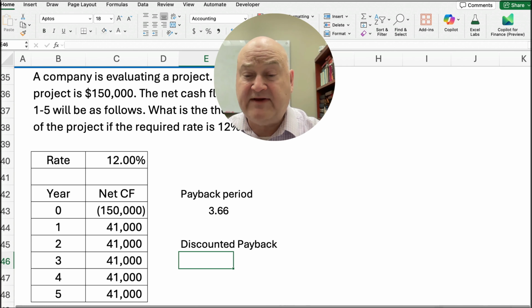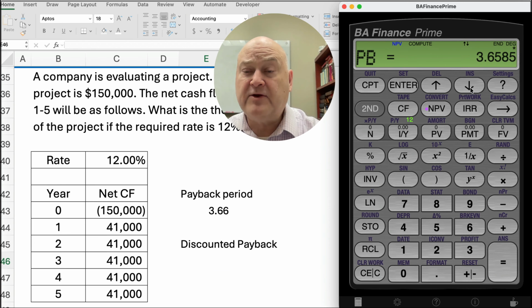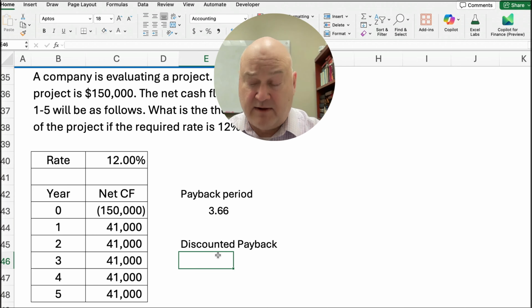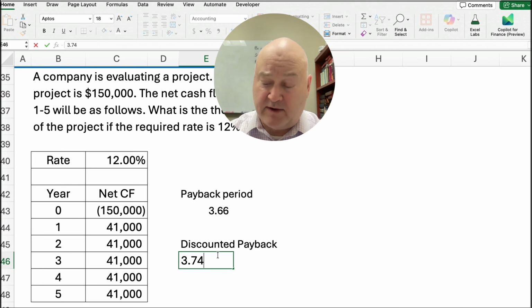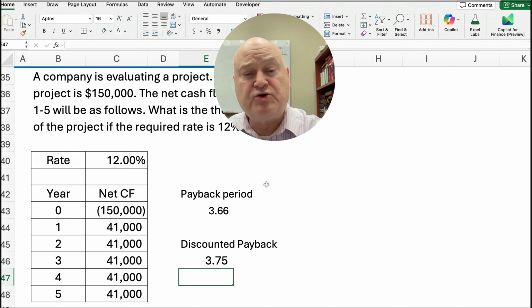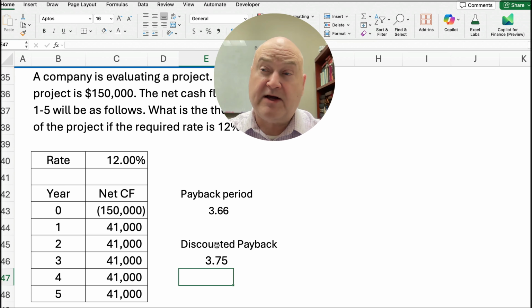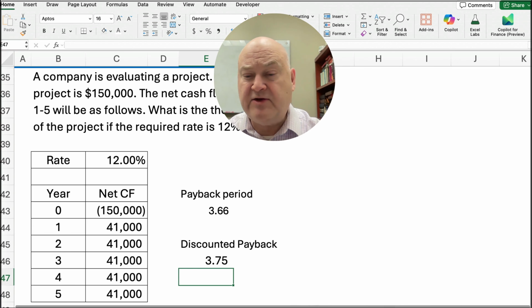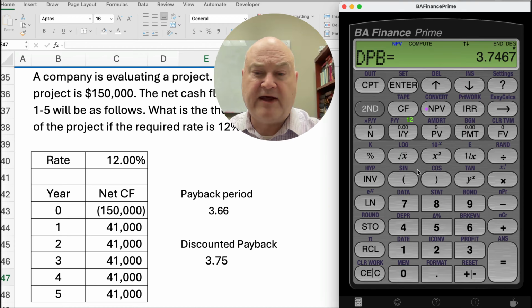Well, what if we have discounted? Let's go down arrow, discounted, compute, it's going to be 3.7467. Now, on short projects, 3 years, 4 years, the discounted is not going to make much difference. But if we had a long project like 8 years, then discounting over 8 years makes a big difference. But this is how you do it on your BA2 Plus calculator.